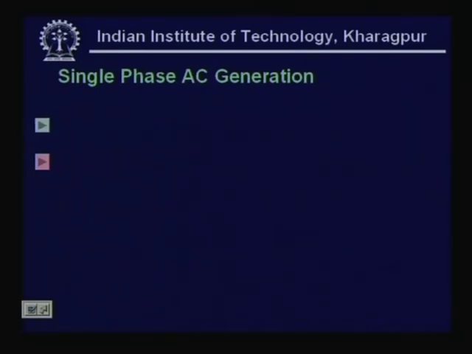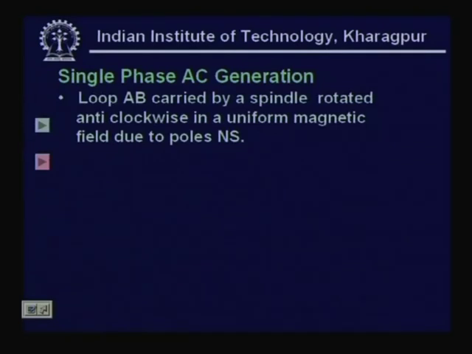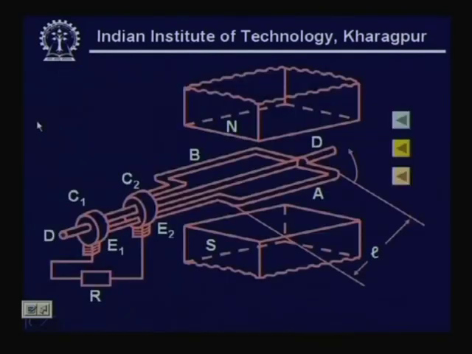In order to consider single phase AC generation, recall that when a current carrying conductor is moved in a magnetic field, it produces induced EMF, and this is explained through a figure. We will consider here a loop AB carried by a spindle and rotated anticlockwise. You can see there is a loop AB which is being moved by a spindle, in the field of a permanent magnet, north south, at a constant velocity in an anticlockwise fashion.